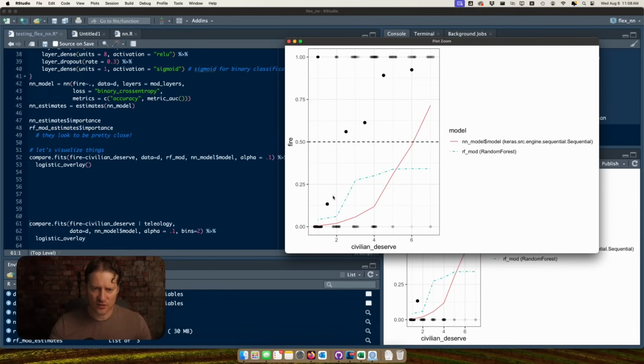And then the logistic overlay is binning the values and telling you what proportion scored between, it looks like, 1 and a 2, and then between a 2 and a 3, and 3 and a 4. And so at this level, it doesn't look like they're doing a very good job at all. Neither model.